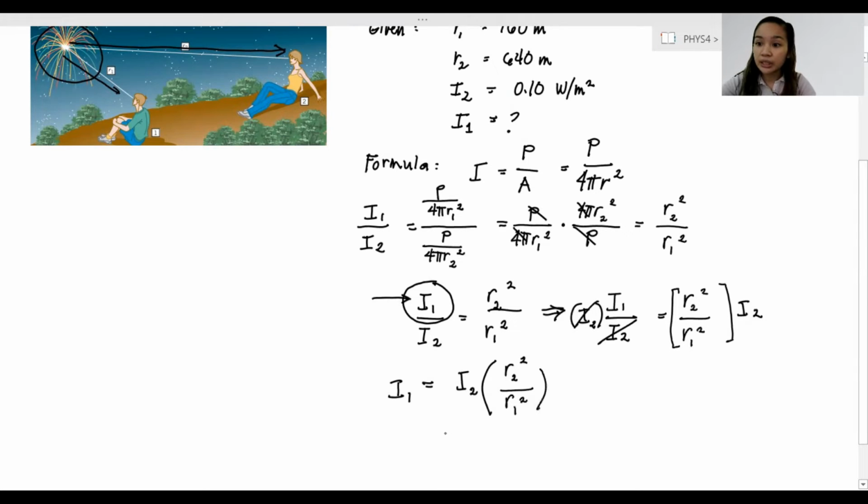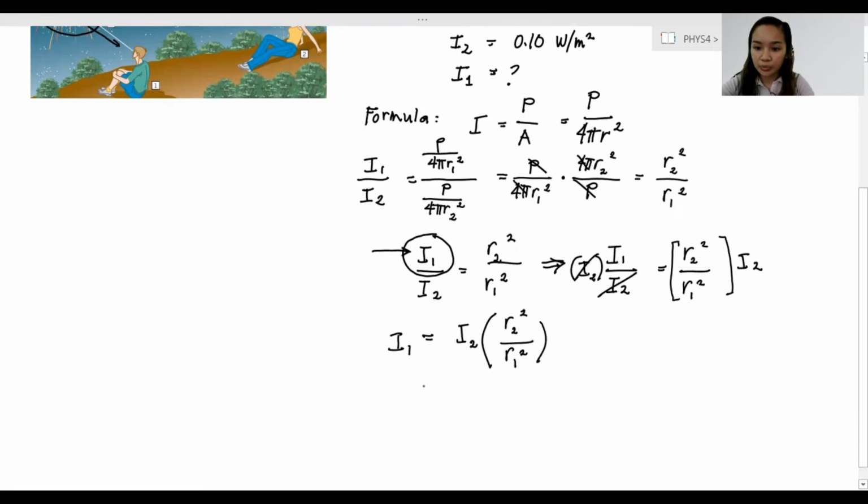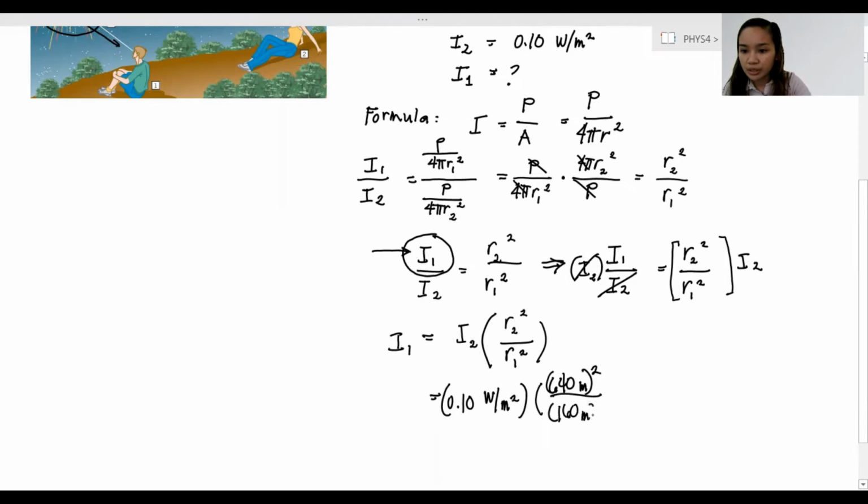Now, plugging in our given values. Our I2 is 0.10 watts per meter squared, times our R2, that is 640 meters squared. So we have to square this, and then for R1, that is 160 meters squared.